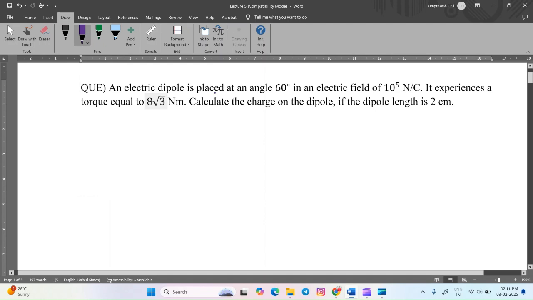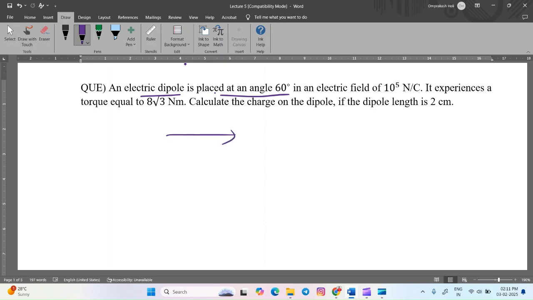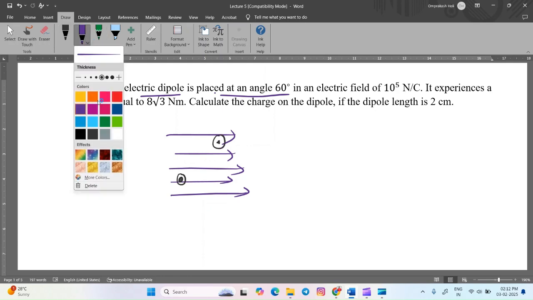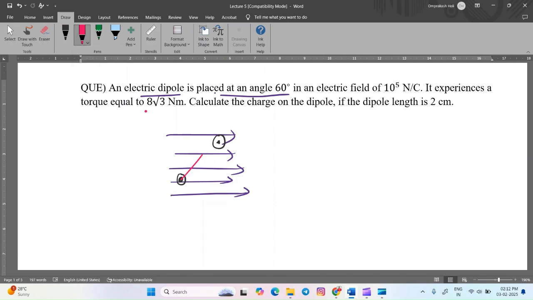Okay, now we'll solve a problem. An electric dipole is placed at an angle of 60 degree. Say for example, if this is the electric field and these are two charges, 60 degree, this is our charge minus q and this is our charge plus q, and an electric field of 10 raised to power of 5 Newton per coulomb. E is equal to 10 raised to the power of 5 Newton per coulomb.